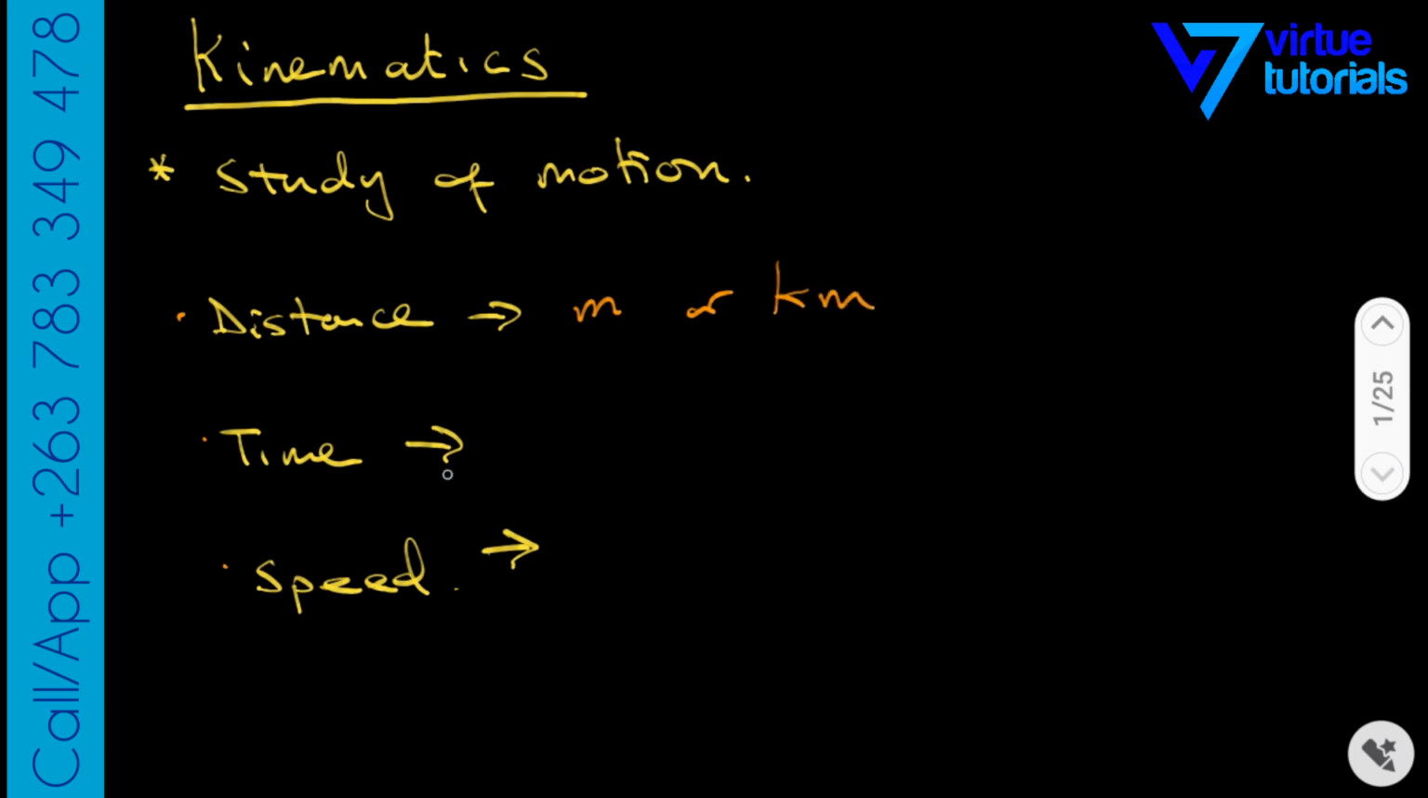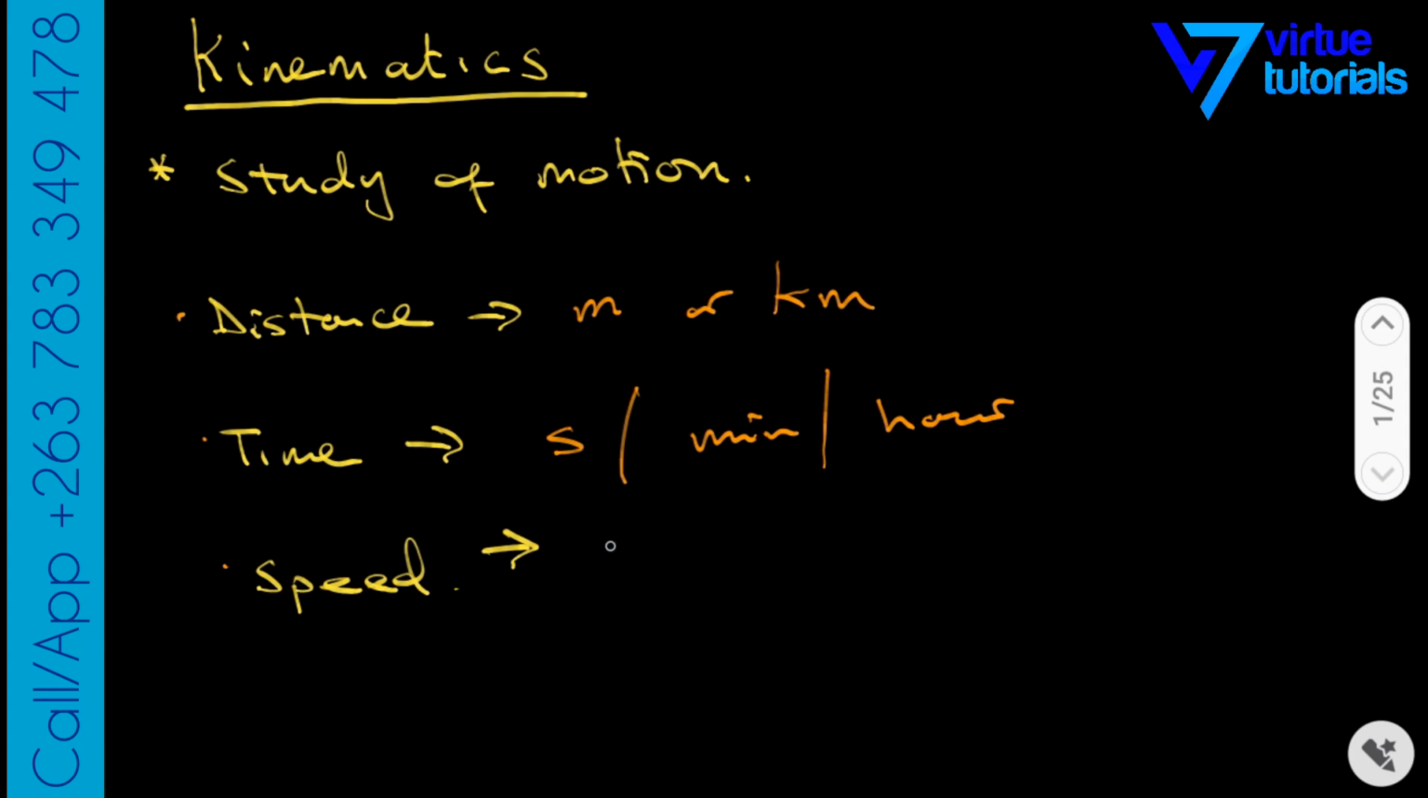And then we have time. Time is normally measured in seconds, minutes, or hours, right? Then we have speed. Speed is a measure of how fast an object is moving.